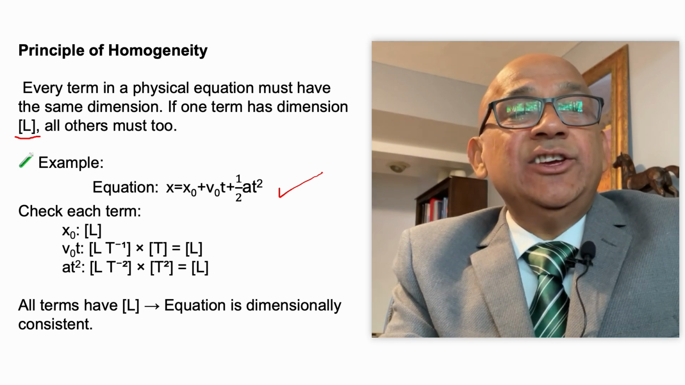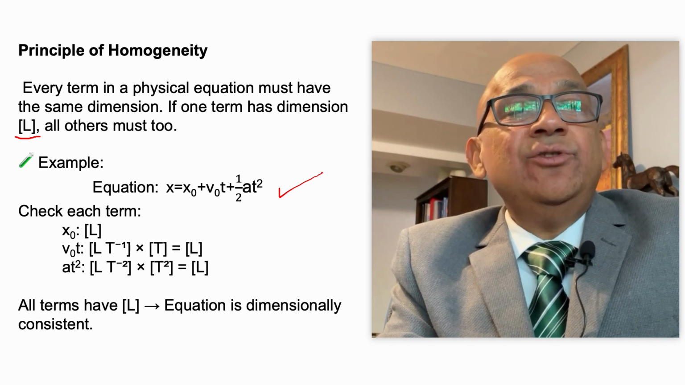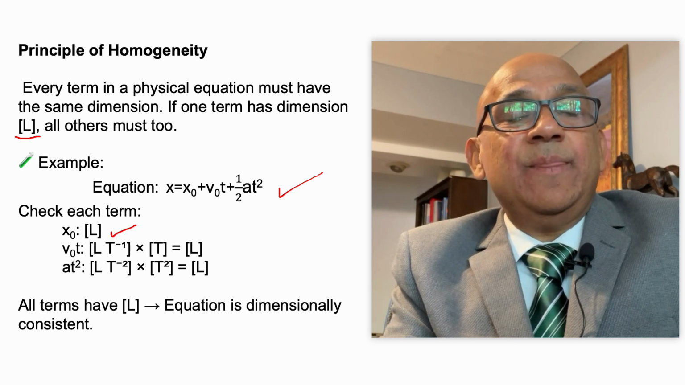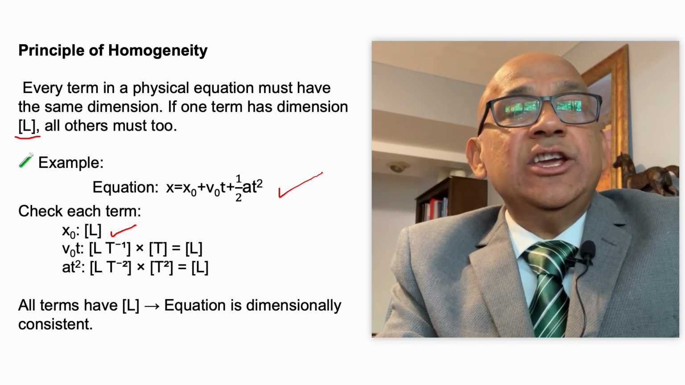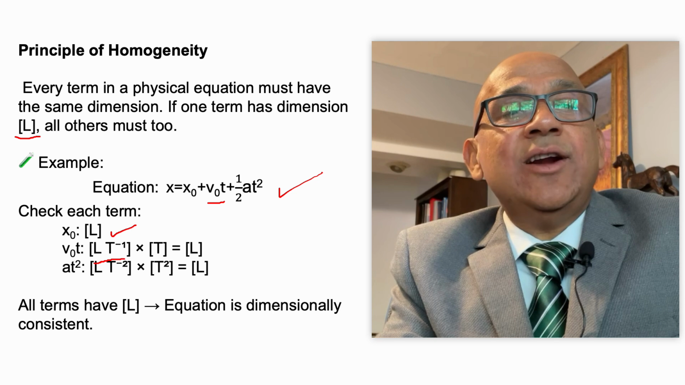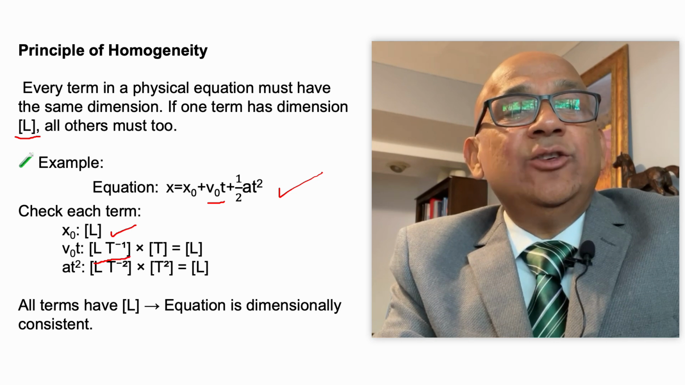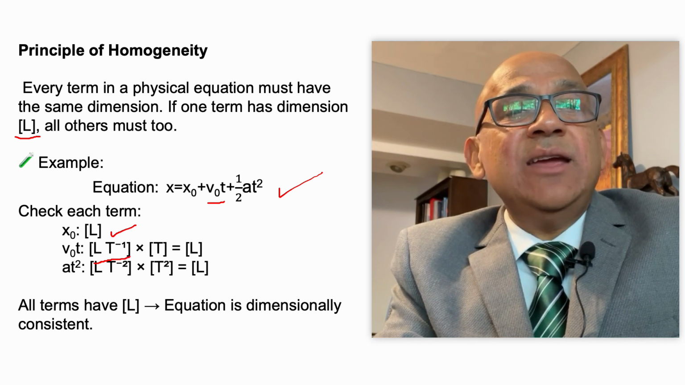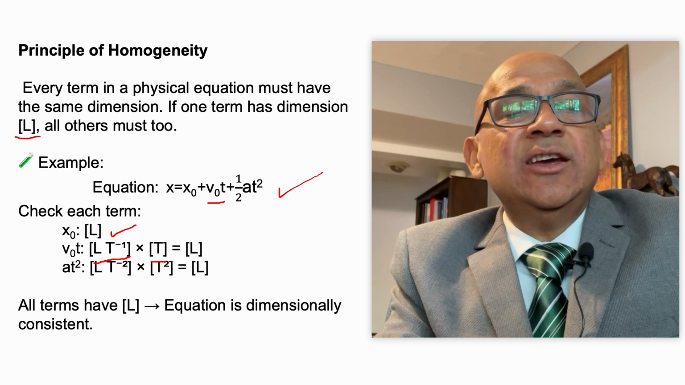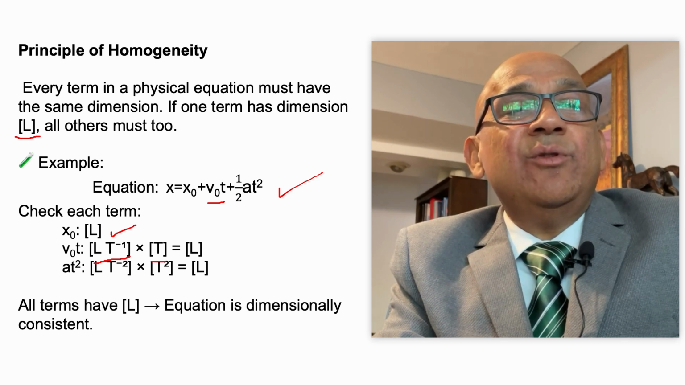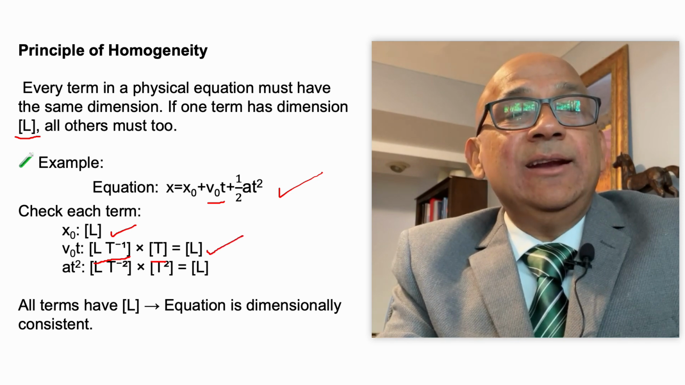Now, let us check each term. x0 is the distance, and has a dimension of L. In the v0 t term, v0 is the velocity, so it has a dimension of L T minus 1, and small t here represents the time, which has a dimension of T. So, when you combine all these dimensions, the dimension of v0 t also comes out to be L.